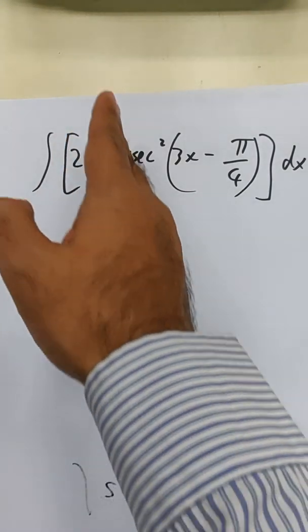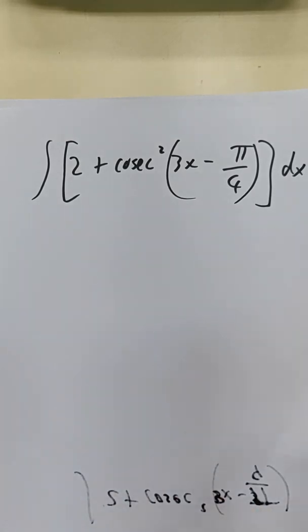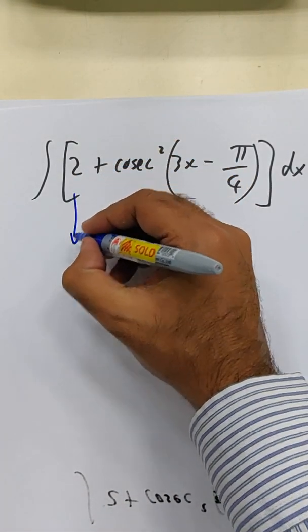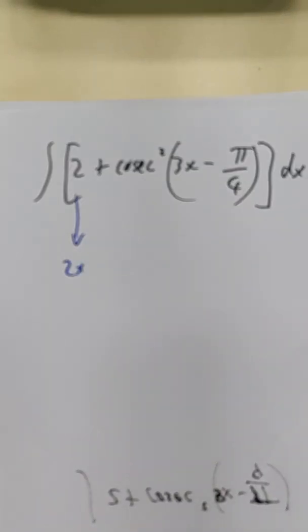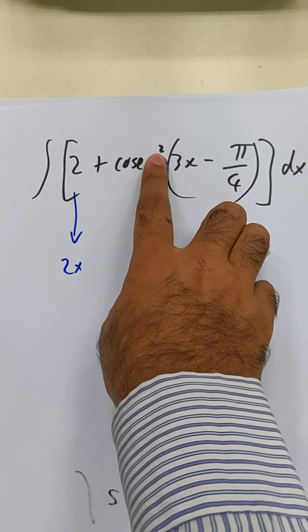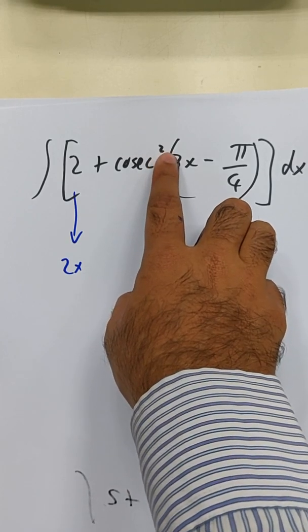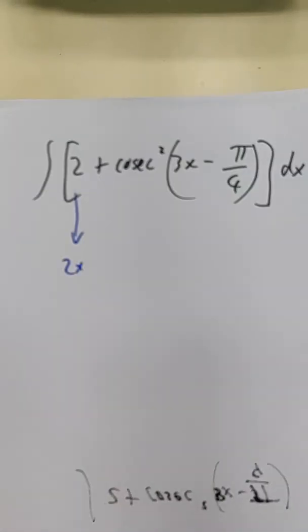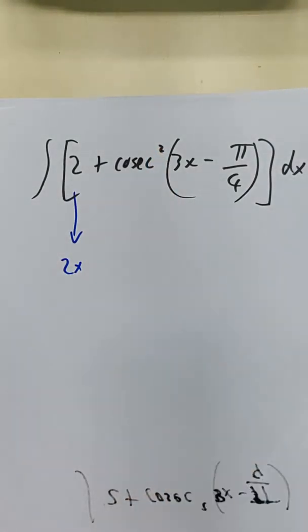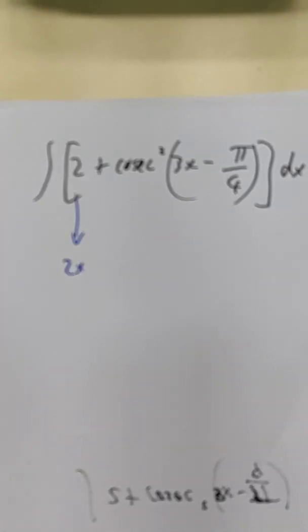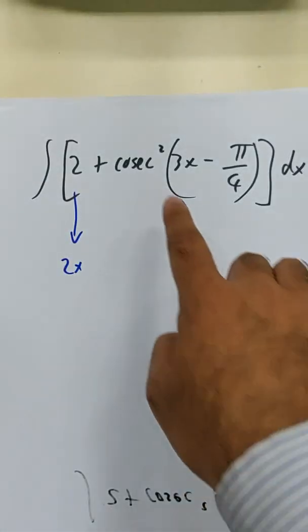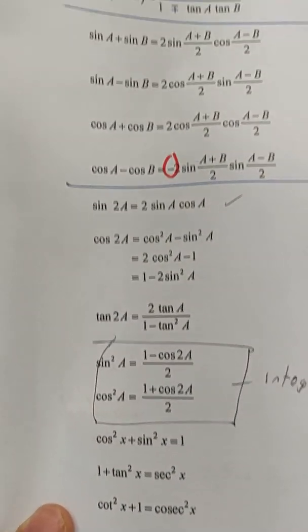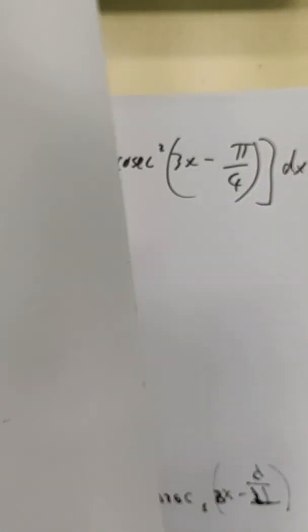Split. Okay, split. So integrate to x, simple as that. Now what about cosec? What's wrong with the power? Power 2, okay, so what should I do with the power 2? Make it into power 1. How are you going to make it into power 1? That's a formula, but this thing is only for sine and cos. This is cosec.